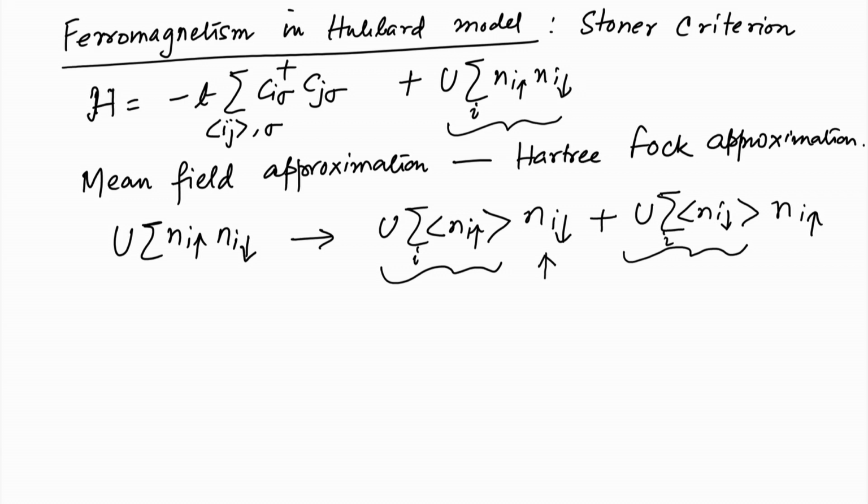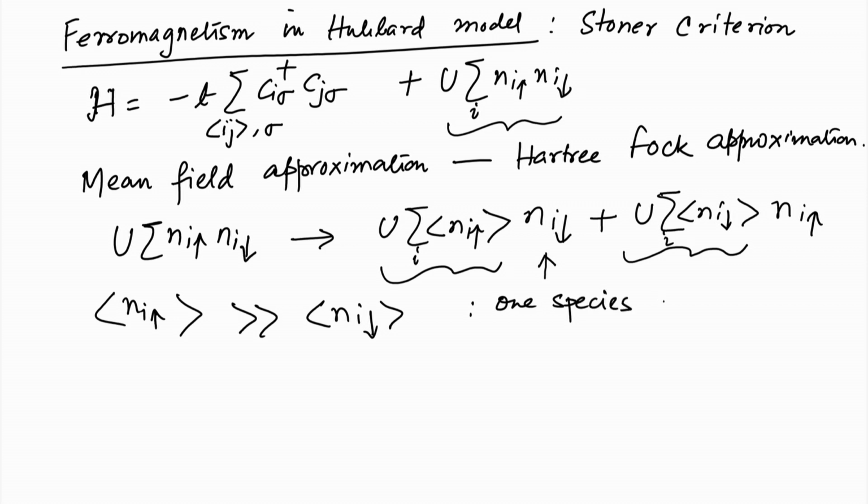Now, understand that one kind of spin, n_i up, is much greater than the other kind of spin because of the ferromagnetism. So, this is saying that one species outnumbers the other.